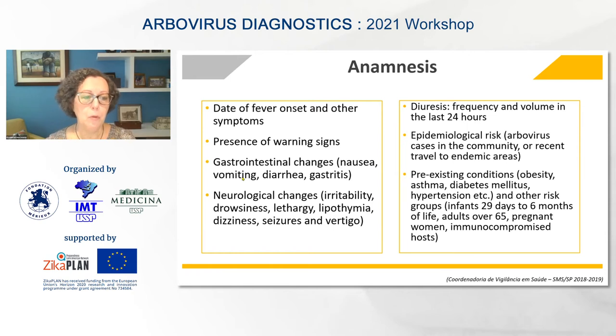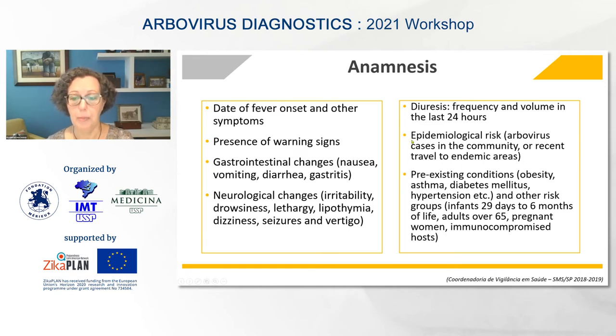In parallel, we have to do a good anamnesis, starting with information about the beginning of the fever and the other symptoms. If there are some warning signs, if the patient experiences gastrointestinal changes like nausea, vomiting, diarrhea, or gastritis, also neurological changes, it's very important because this is one of the warning signs. Also the diuresis, if the patient's kidneys are working fine.